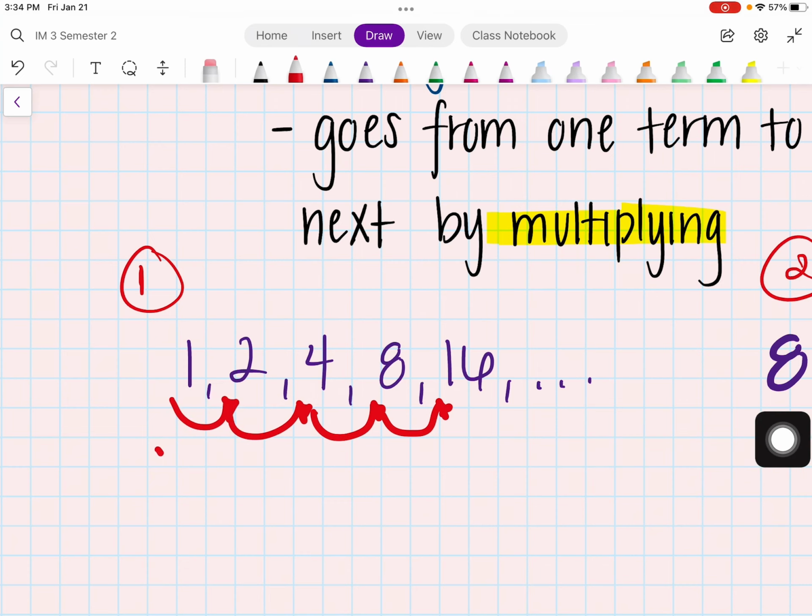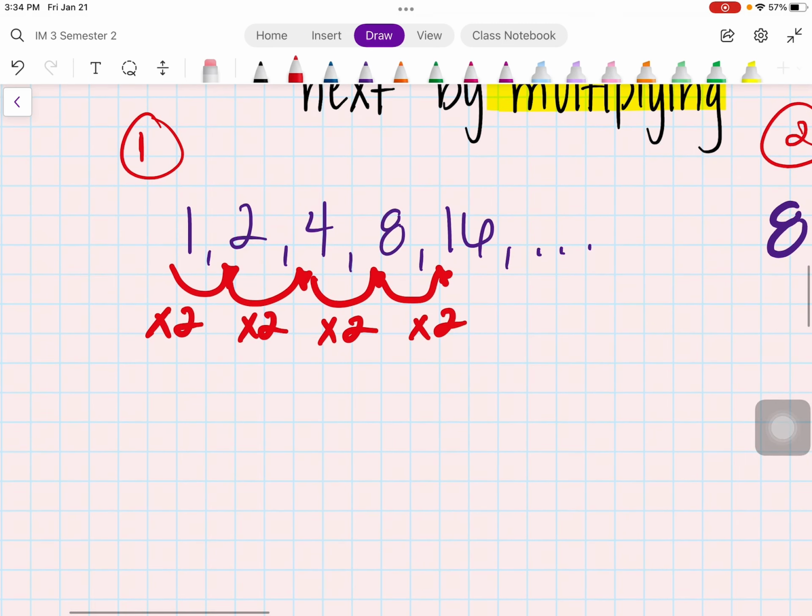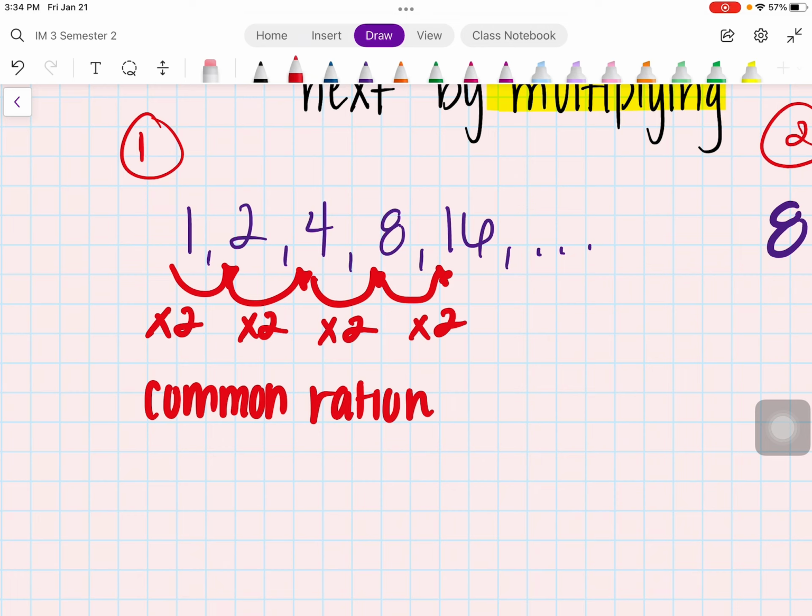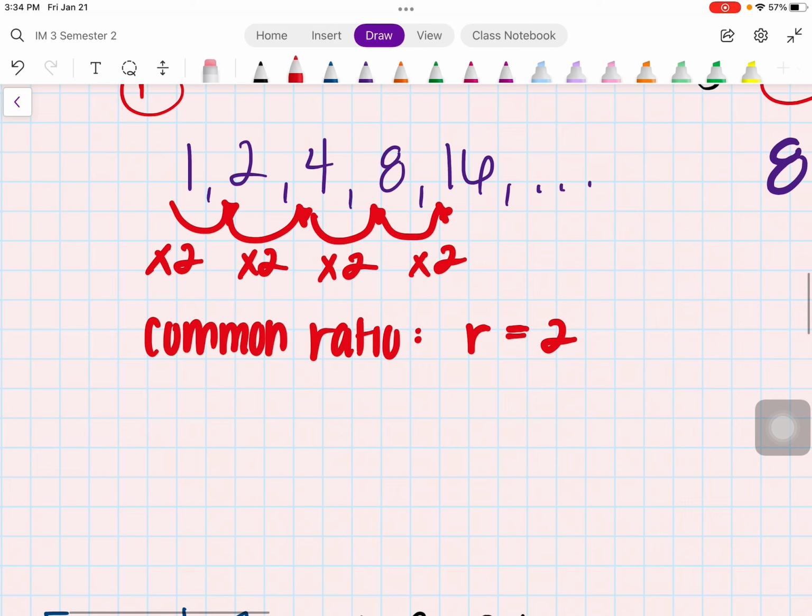In order for us, we could try doing addition, but it's not going to be the same thing for all. So 1 times 2 gives us 2. 2 times 2 is 4. 4 times 2 is 8. 8 times 2 is 16. So in this case, guys, our common ratio, because this is what we use in geometric sequences, common ratio here is going to be a 2. Or I could say r equals 2.